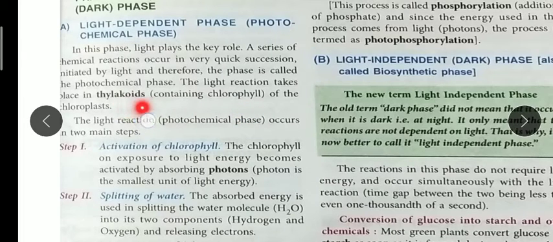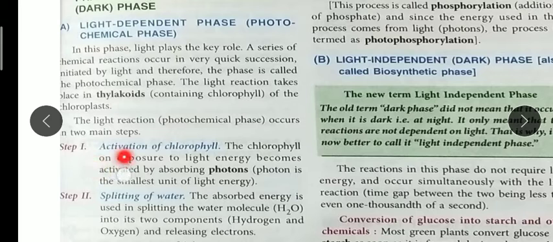So these thylakoids are green in color. You can see in your book in figure 6.1 given on page number 69 that these thylakoids are green in color because they contain chlorophyll, and the chlorophyll pigment has the ability to absorb sunlight, light energy. So the light reaction, which is also called photochemical, takes place in two main steps.